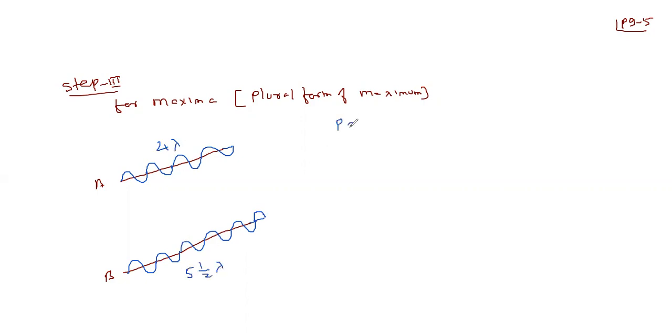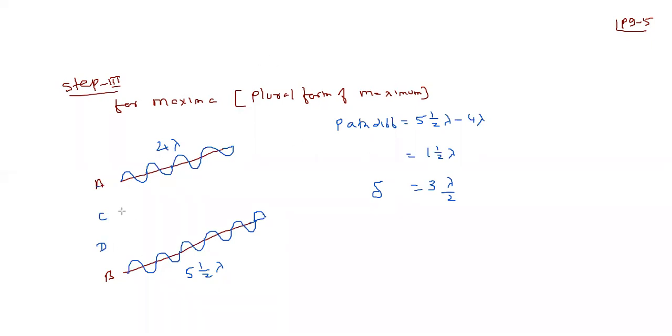Then what is the path difference between these two? The path difference is 5.5 lambda minus 4 lambda. That is 1.5 lambda, that is 3 lambda by 2. So the path difference delta is 3 lambda by 2. Now we divide the slit into 3 segments. Let's take A to C, C to D, D to B.